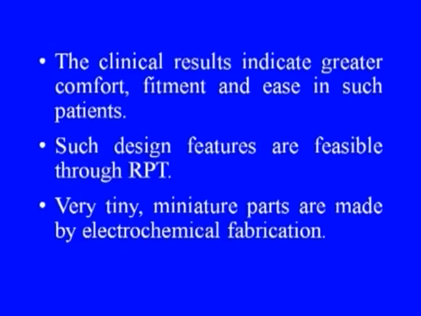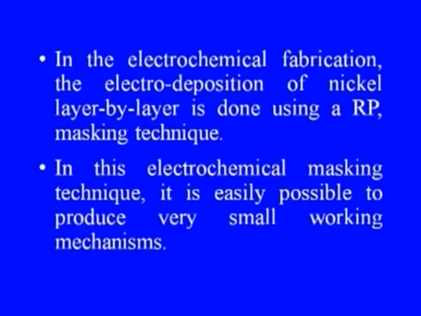Very tiny miniature parts are made by electrochemical fabrication, which also comes under rapid prototyping technology. In electrochemical fabrication, the electro deposition of nickel layer by layer is done using a rapid prototyping masking technique. In this electrochemical masking technique, it is easily possible to produce very small working mechanisms.